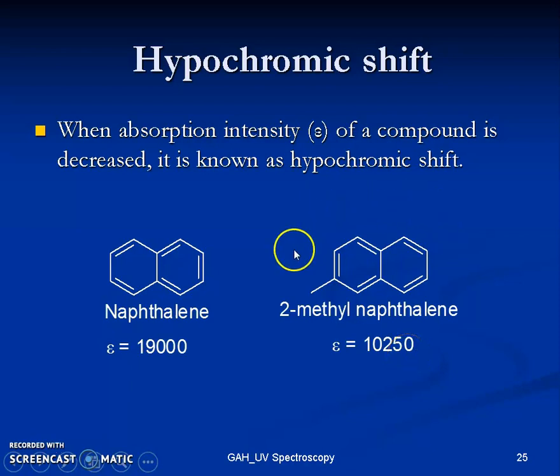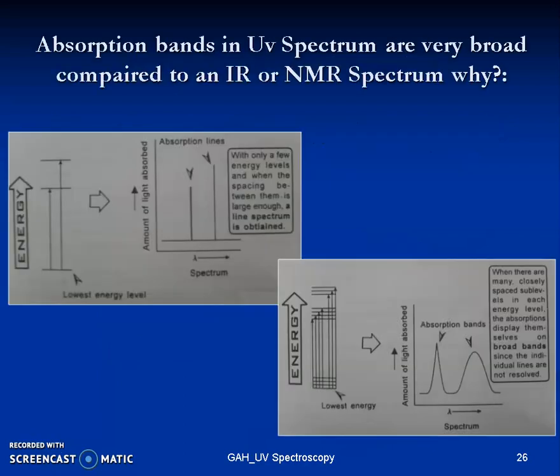So basically that was because of the geometrical distortion of this naphthalene structure. So we studied in the previous slide that if there is a geometrical distortion in the molecule, that will reduce the absorption intensity, or that will bring about a hypochromic shift. So these were the kind of shifts which are evident in UV spectroscopy.